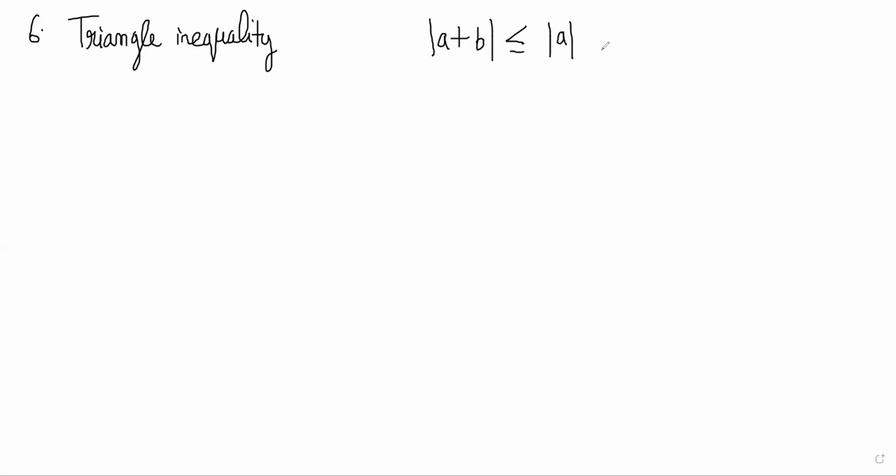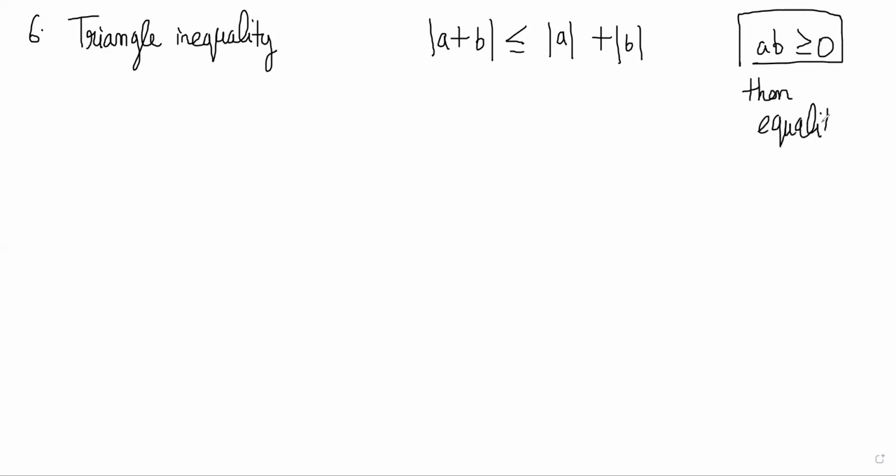Then we have the triangle inequality. So triangle inequality is pretty straightforward. We will look at the geometrical interpretation of this, but usually it is written like this: mod of A plus B is less than or equal to mod A plus mod B. And equality happens when A and B have the same sign. AB is greater than 0, then equality. So basically, if both A and B are positive or if both are negative, then you can get an equality. Otherwise, it's an inequality, right?